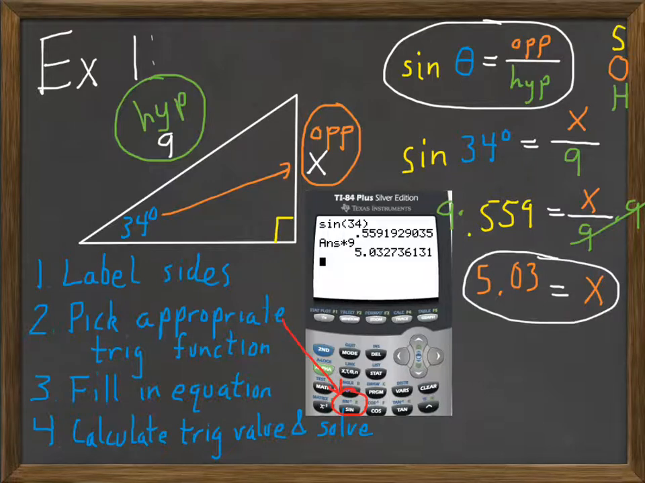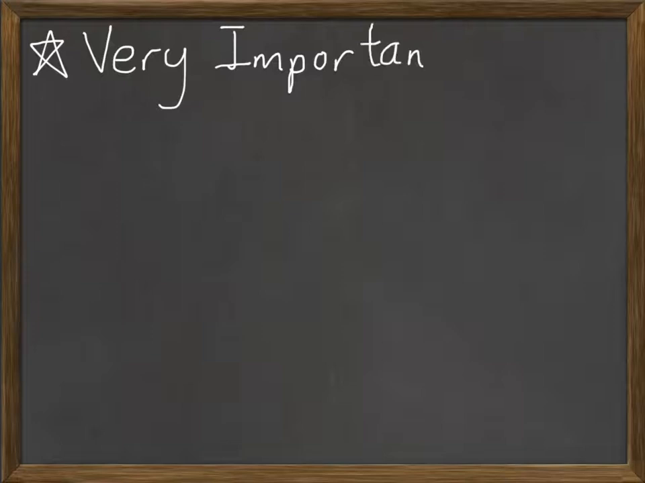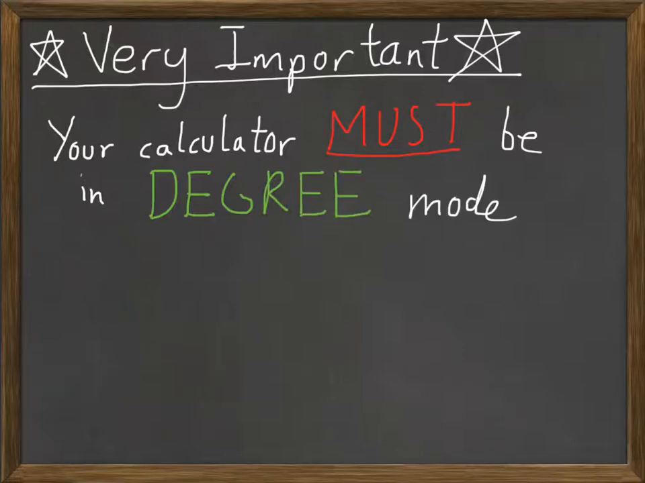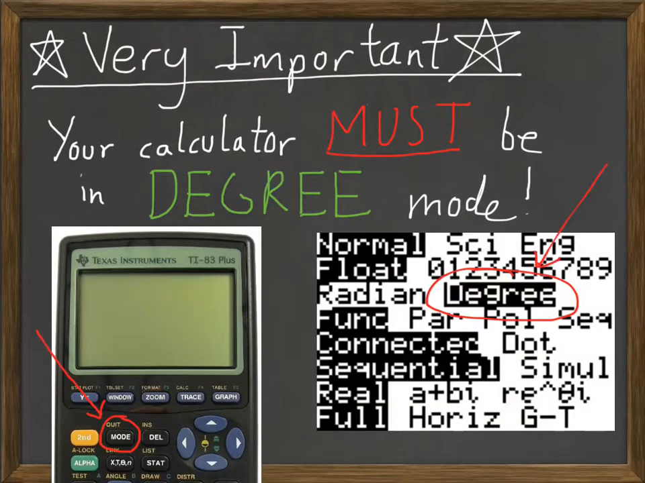Okay, so before we go to the next example, here's something else that's very important. Your calculator absolutely, positively must be in degree mode. You can change it to degree mode by pushing the mode button on your calculator. This is very important because the calculator defaults to radian mode. Anyway, make sure you're in degree mode.